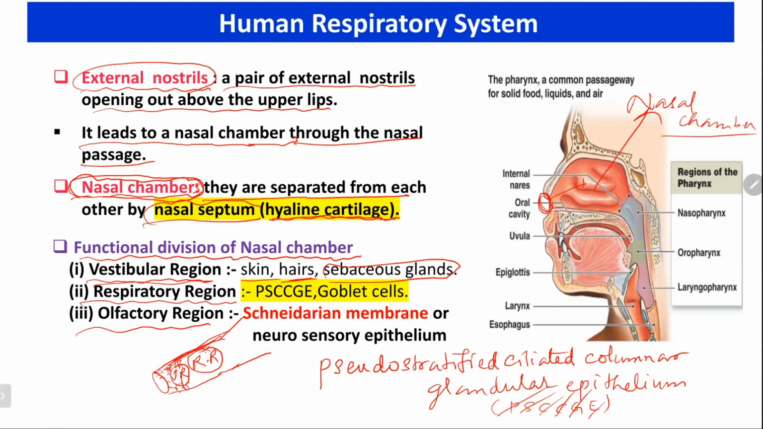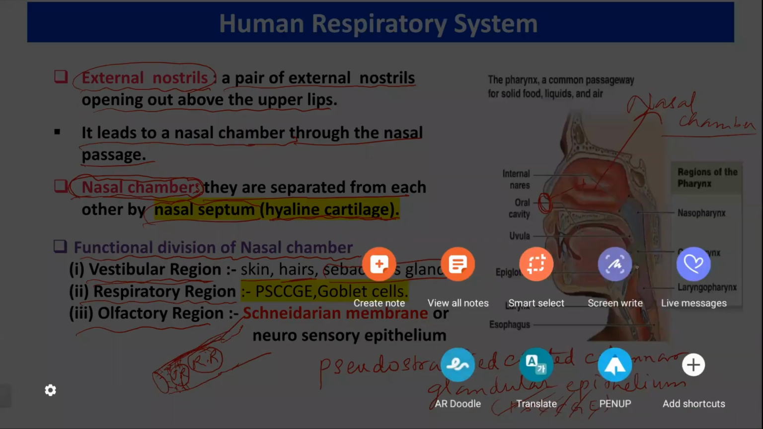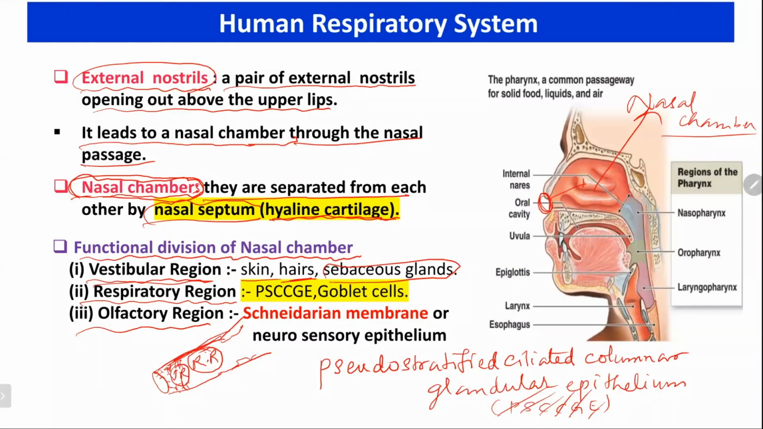The third region, you can see here, in this nasal chamber, is the olfactory region. In the olfactory region you will come across neurosensory epithelium. This is again epithelium, but modified epithelium, present in the olfactory region. OR stands for olfactory region. This neurosensory epithelium is also known as the Schneiderian membrane. We can detect smell with the help of this neurosensory epithelium.